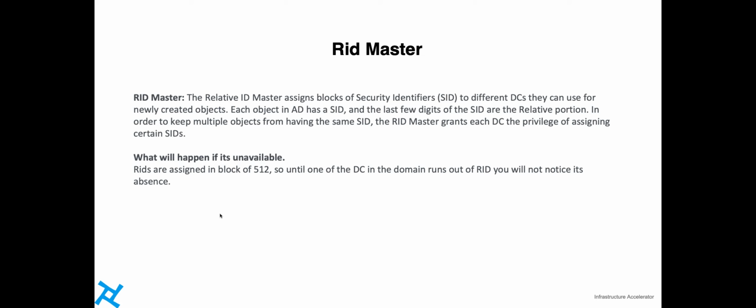RID master. Again, a domain-wide role. The relative ID master assigns a block of security identifiers to different DCs they can use for newly created objects. Each object in Active Directory has a SID, a security identifier. The last few digits of the SID are the relative portion, or RID. In order to keep multiple objects from having the same SID, the RID master grants each DC the privilege of assigning certain SIDs. So what happens is, it's like a serial number. You have got 10 domain controllers.